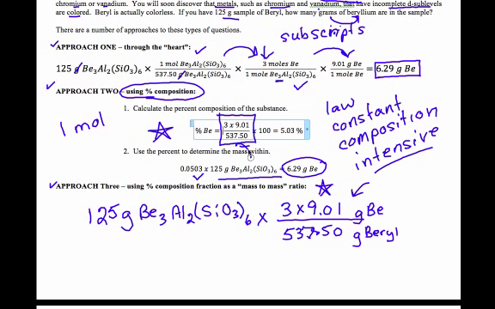So all we really did is take that portion of it, and so we're not calculating a percent and then going backwards from a percent. And you should get your 6.29 grams of beryllium.